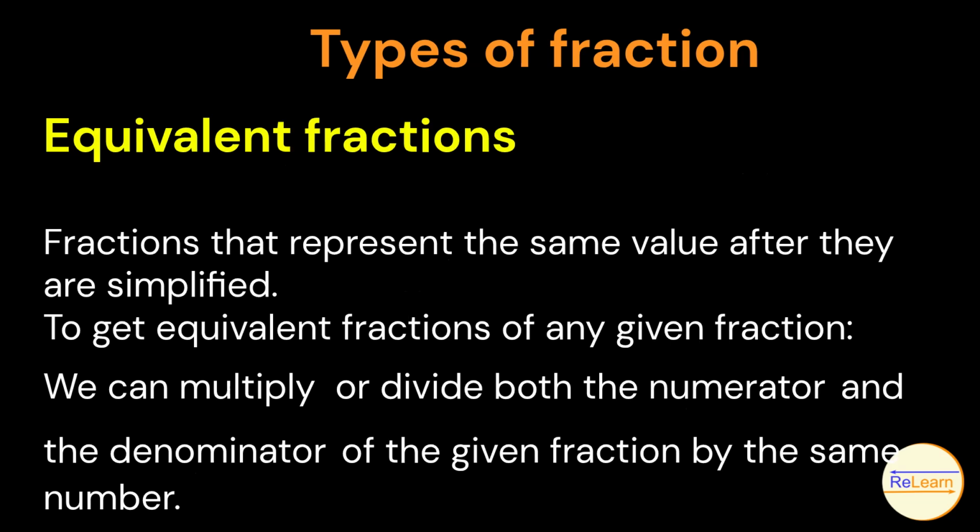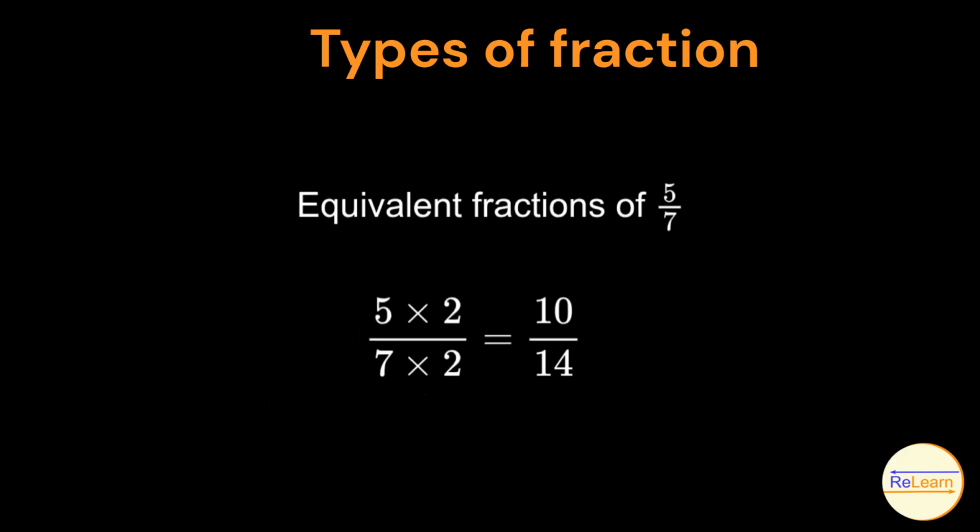Equivalent fraction. Equivalent fractions are the fractions that represent the same value after they are simplified. To get equivalent fractions of any given fraction, we can multiply or divide both the numerator and the denominator of the given fraction by the same number. Example, find the two fractions that are equivalent to 5/7. Solution. Let us multiply the numerator and the denominator by the same number 2. This means 5 upon 7 is equal to 5 times 2 divided by 7 times 2, which is equal to 10 upon 14. So 10/14 is an equivalent fraction.